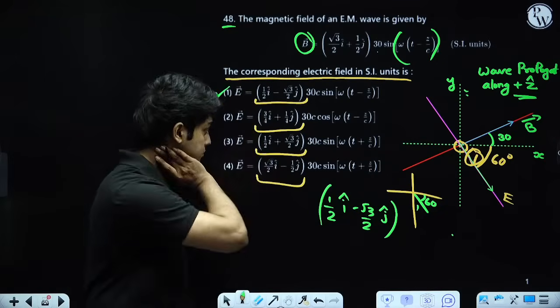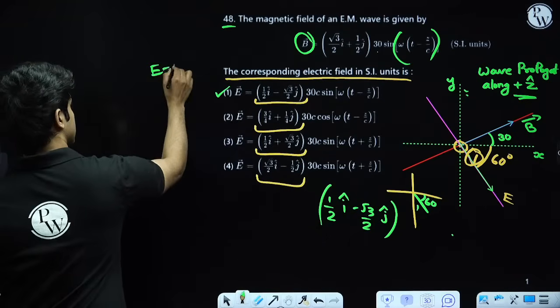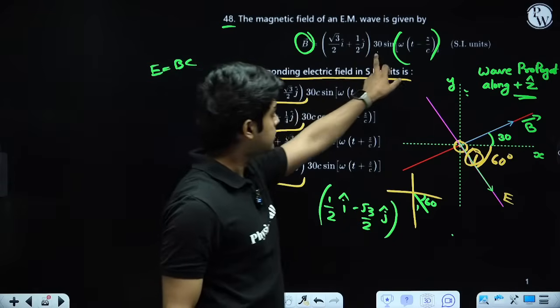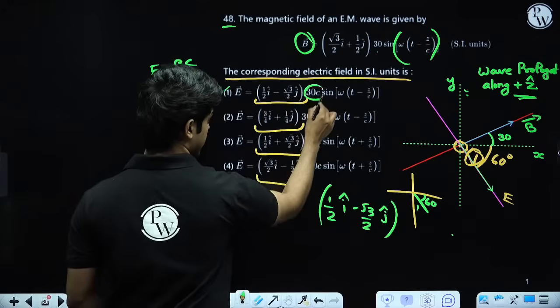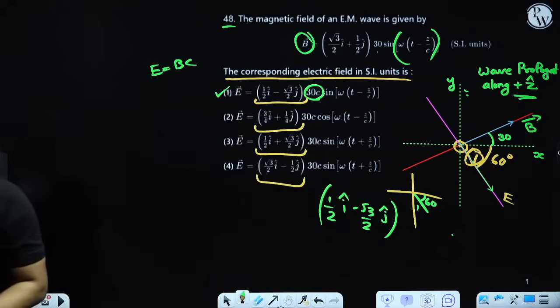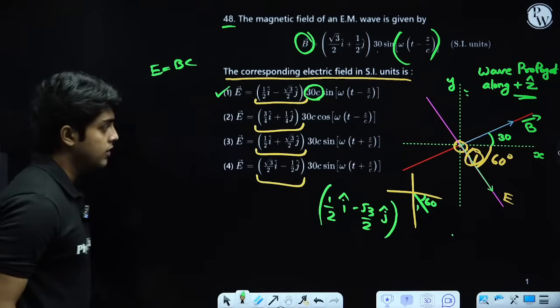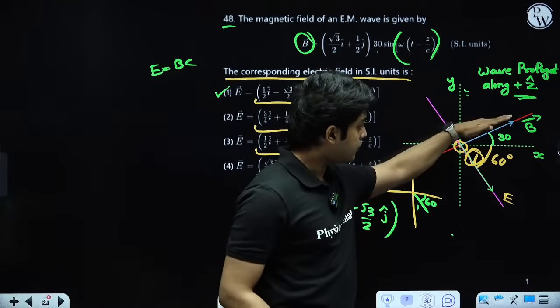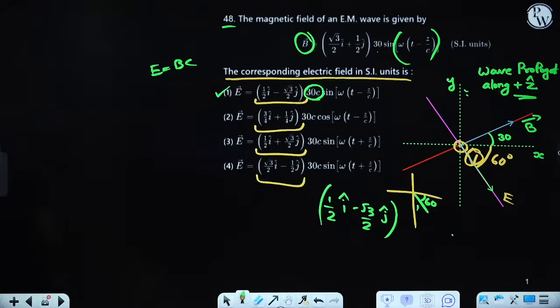And for the magnitude, what you can do is use E equals BC. So to the magnitude of the magnetic field, just multiply with C. That's why they have written it as 30C. And the sine term just remains the same. So that is how we write the electric field in this case, when the magnetic field is at some angle with the x-axis. All right.